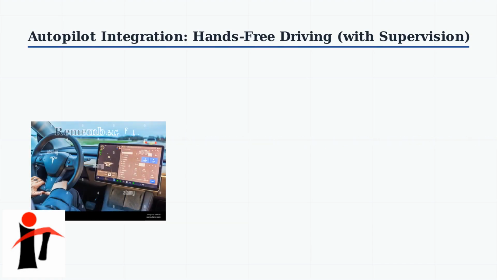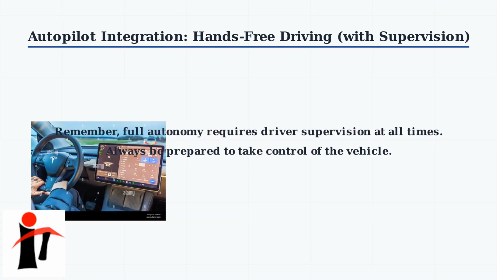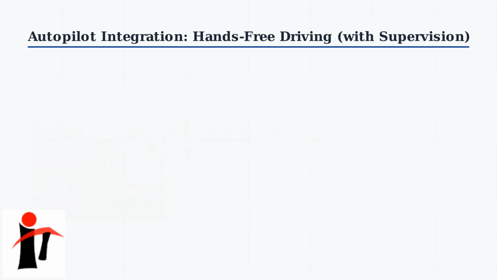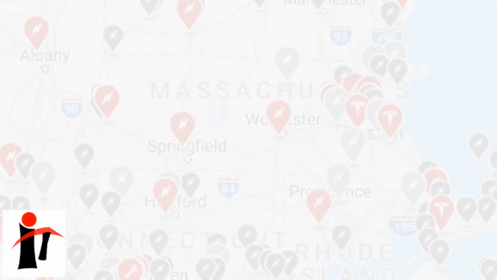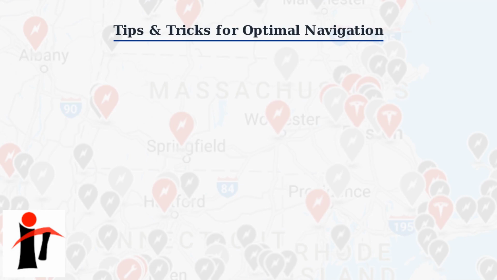The system adapts to live traffic, weather, and road conditions, but requires constant driver supervision. Always keep your hands ready on the wheel. For long trips, Autopilot seamlessly follows navigation routes, optimizing for safety and efficiency while you monitor the road. Here are some tips to enhance your Tesla Model 3 navigation experience.